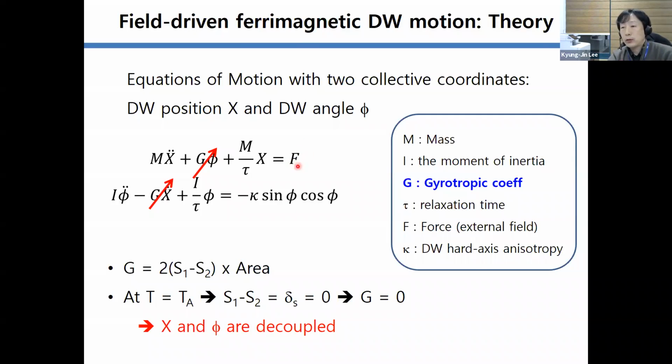So this force actually changes x, it doesn't change phi. In other words, all the force is now used to cause the translational motion of the domain wall. It is not used for the rotational motion of the domain angle. That is a very important point.